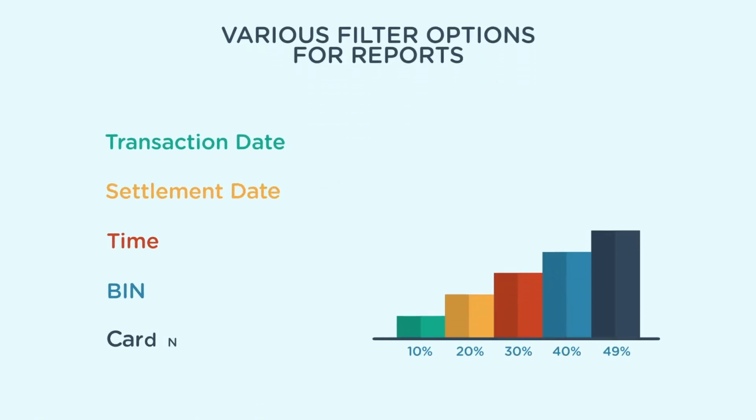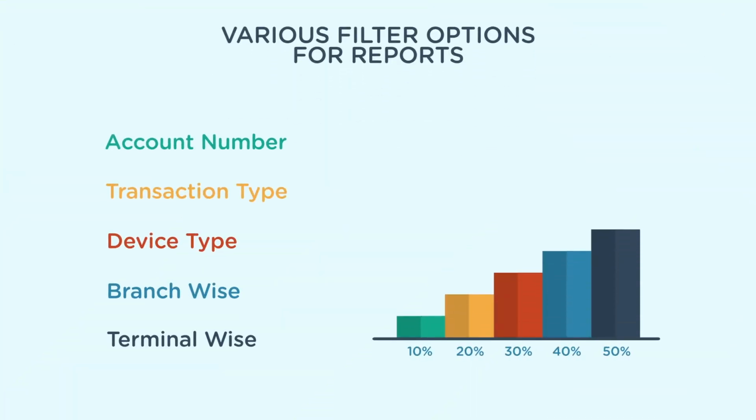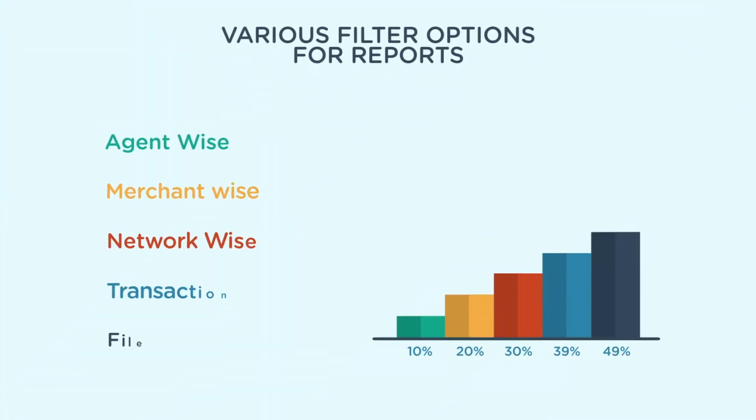We can get various filter options for reports like transaction date, settlement date, time, BIN, card number, account number, transaction type, device type, branch-wise, terminal-wise, agent-wise, merchant-wise, network-wise, transaction nature-wise, file type-wise and much more.